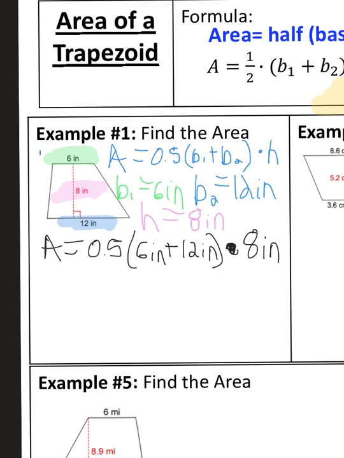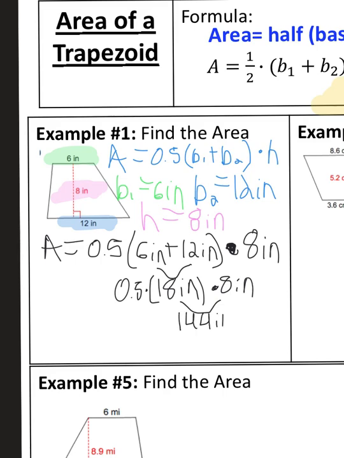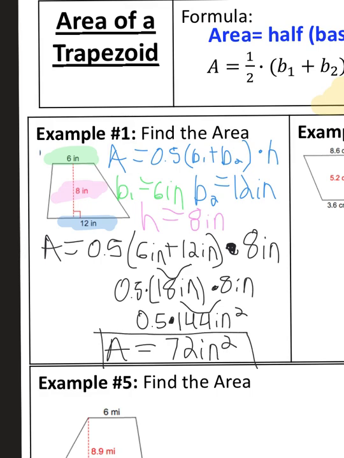Step 4 is to add first. So I'm going to add first: 6 inches plus 12 inches gives me 18 inches. Then I bring the rest of the formula down. Then I multiply. So what's 18 inches times 8 inches? Well, that's going to be 144 inches squared. Don't forget to bring down your 0.5. And the last thing we need to do is what's 0.5 times 144 inches squared. That's going to give you 72 inches squared for your final answer. So the area of this trapezoid is 72 inches squared.